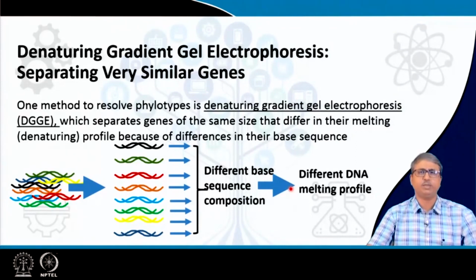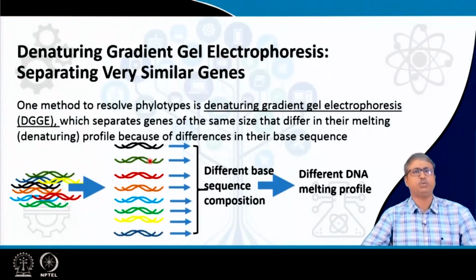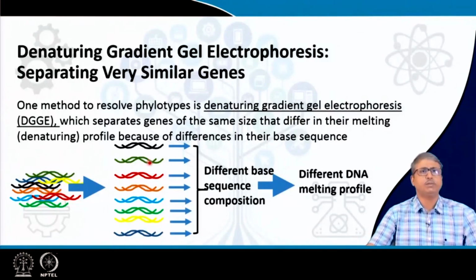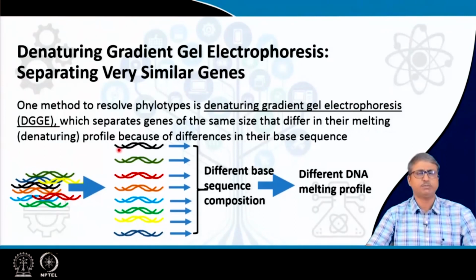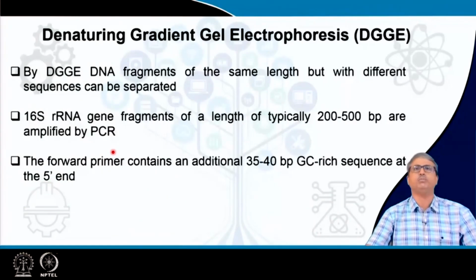Melting means denaturation behavior. The DNA which contains a higher number of hydrogen bonds, because of the presence of more GC, possibly will require higher temperature or higher denaturant concentration than the DNA which has a low GC percentage. So, one of the methods to resolve the phylotypes is denaturing gradient gel electrophoresis, which separates genes of the same size, because we have used the same primer for the amplification, that differ in their melting profile because of the difference in their base composition.